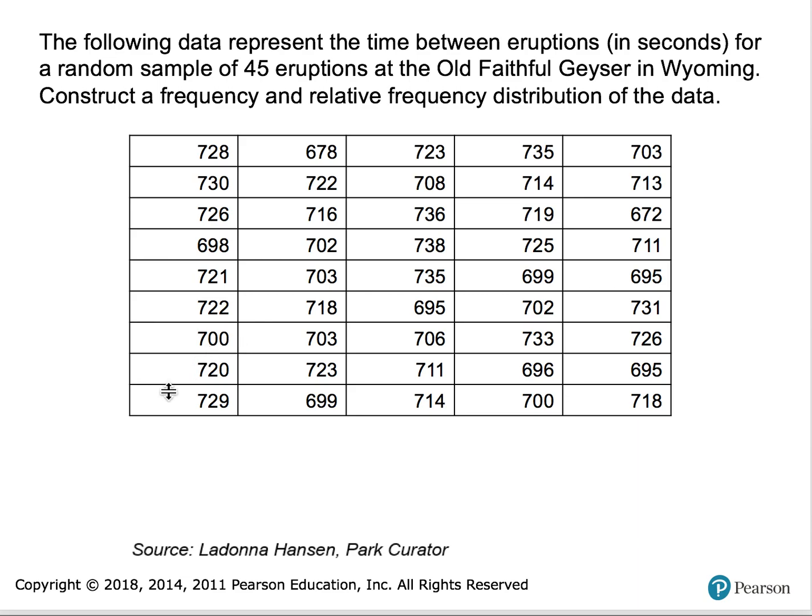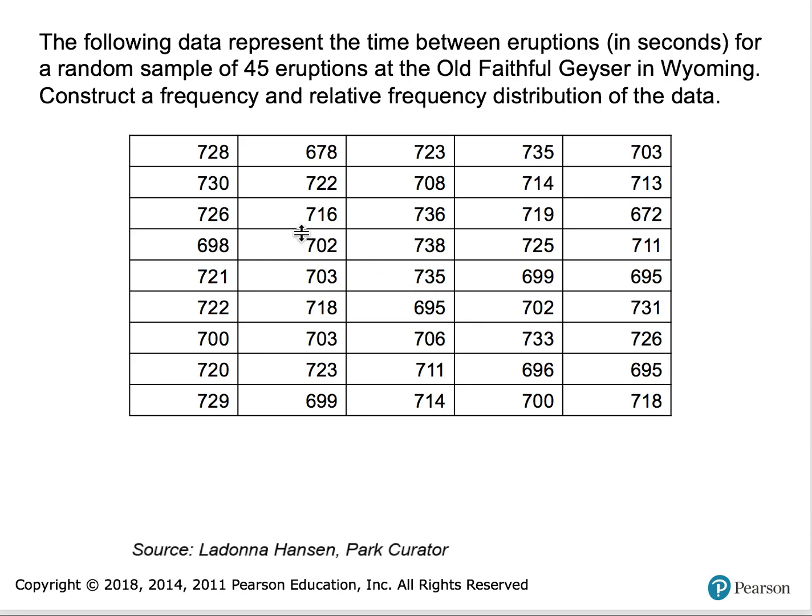Okay, so the following data represent the time between eruptions in seconds for a random sample of 45 eruptions at the Old Faithful Geyser in Wyoming. Construct a frequency and relative frequency distribution of the data. Okay, so to construct a frequency distribution, first create classes of equal width, because I notice here that we've got a lot.